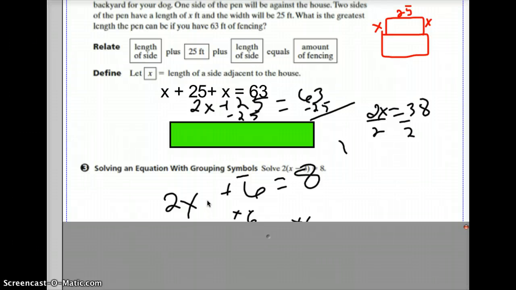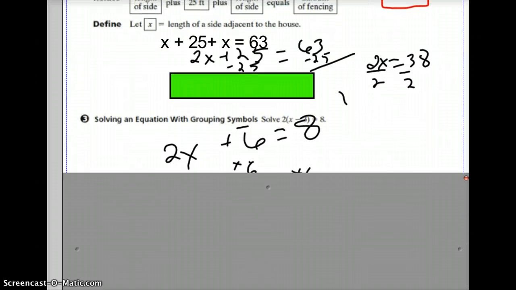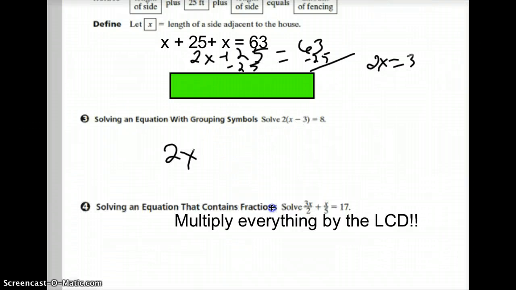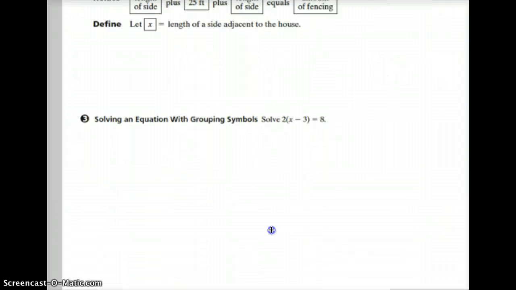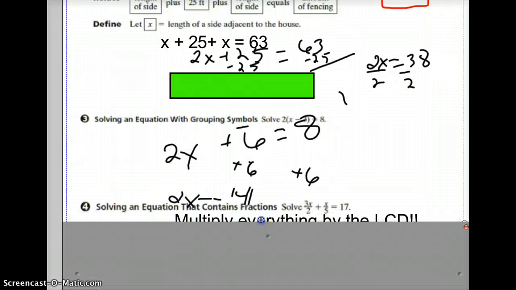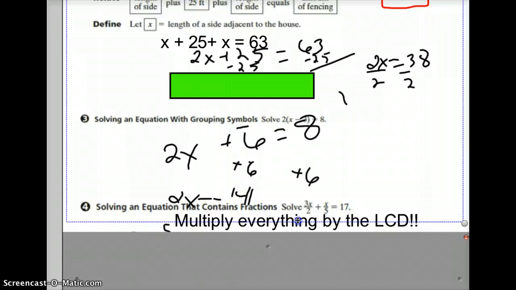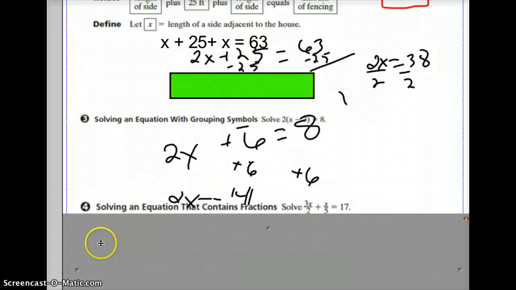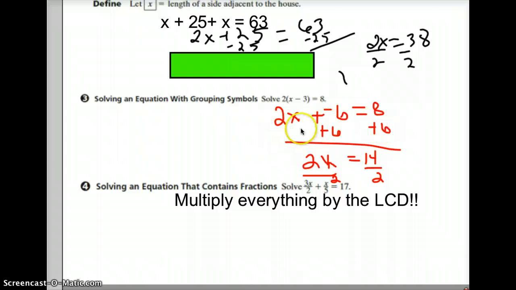You could also say minus 6. It's really up to you. Equals 8. And because this is a negative 6 or a minus 6, you're going to add 6 to both sides. And we're left with 2x equals 14. We divide both sides by 2, and then we're left with x equals 7.